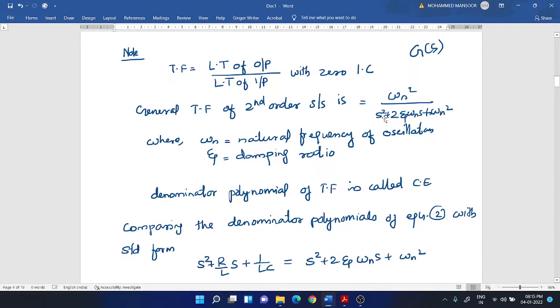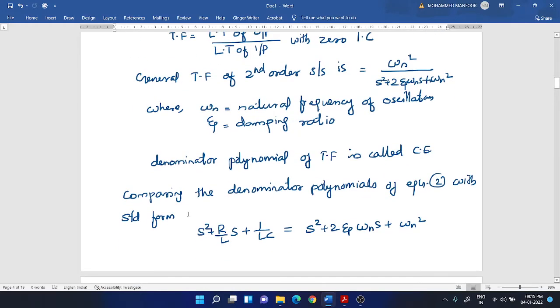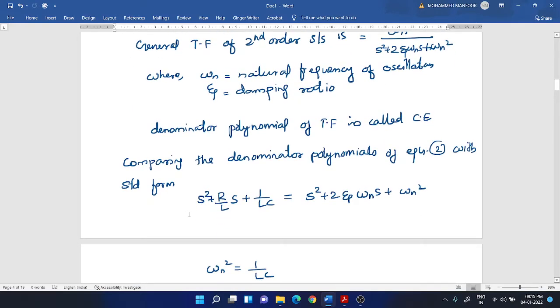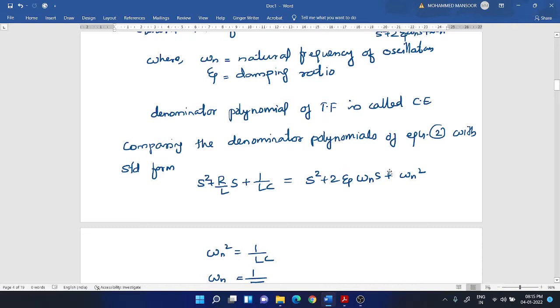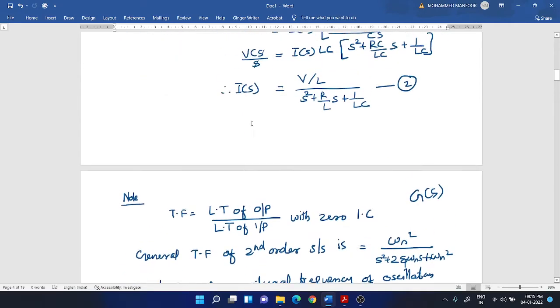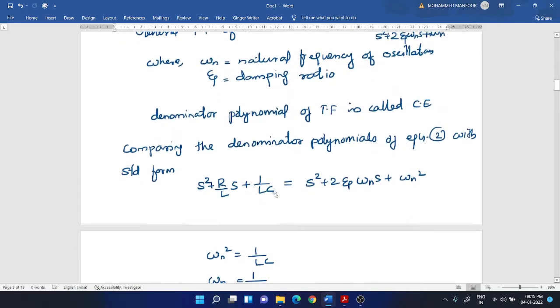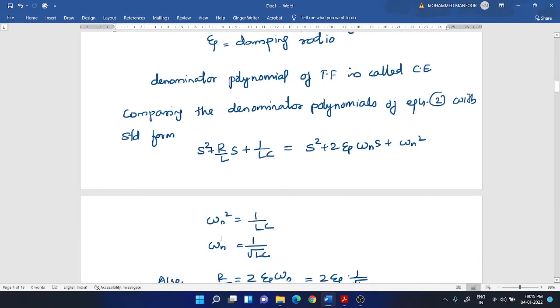And this is the general form of the characteristic equation of a second order system. Now we can compare these two characteristic equations, because both represent a second order system. So s square plus R by L s plus 1 by LC is equal to s square plus 2 zeta omega n s plus omega n square. By comparing this term, omega n square is obtained as 1 by LC. So the natural frequency of oscillation is 1 by root LC.